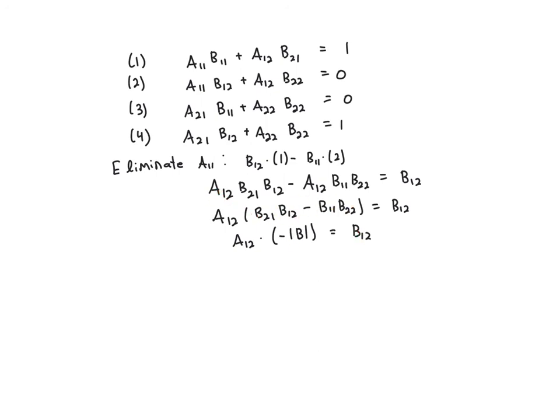It's equal to B12, and now we can solve for A12. It's negative B12 divided by the determinant of B. So the upper right-hand corner of the inverse is the negative of the upper right-hand corner of the original matrix divided by this determinant. It's exactly the formula we get.